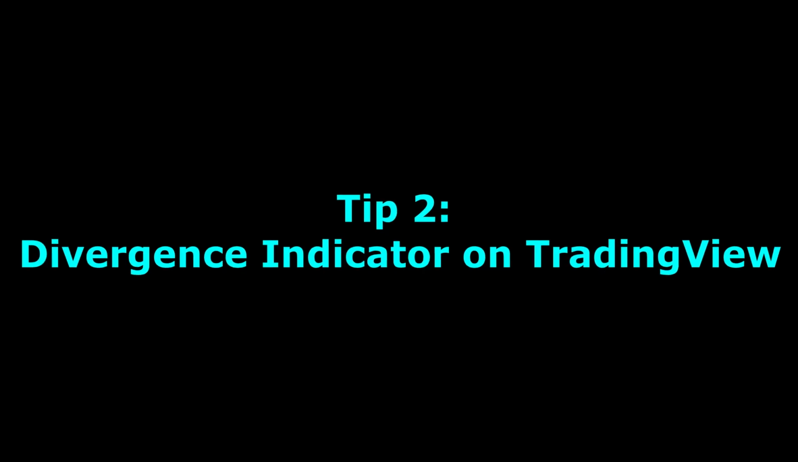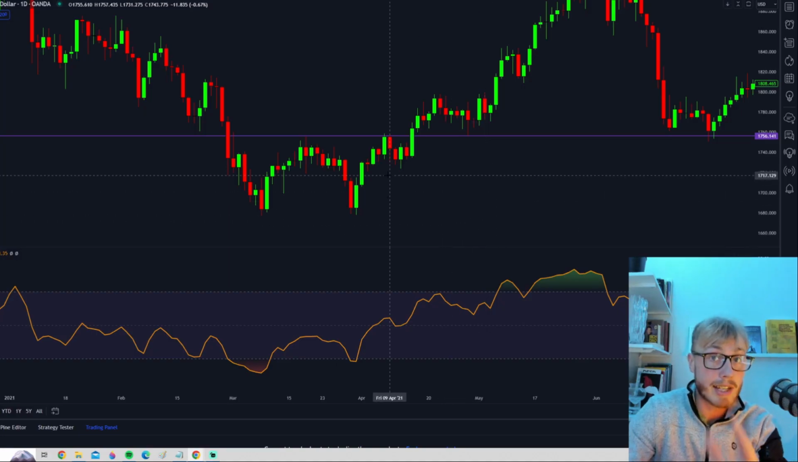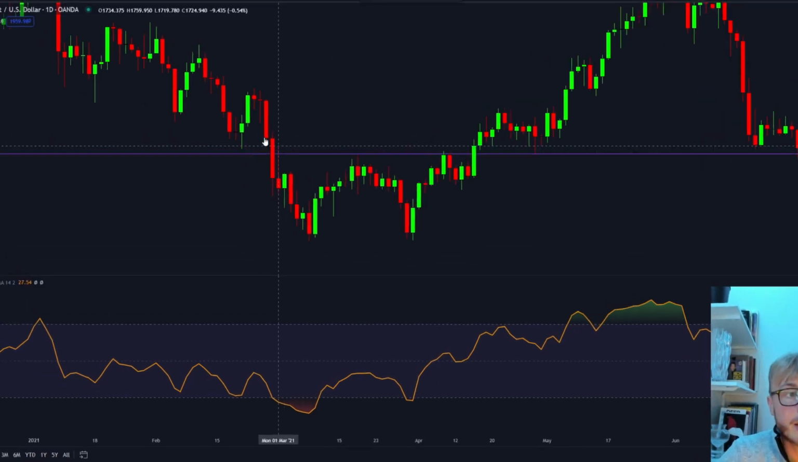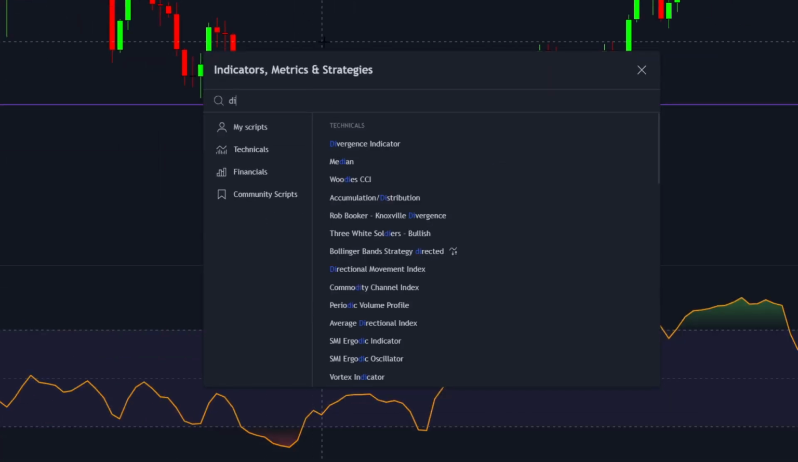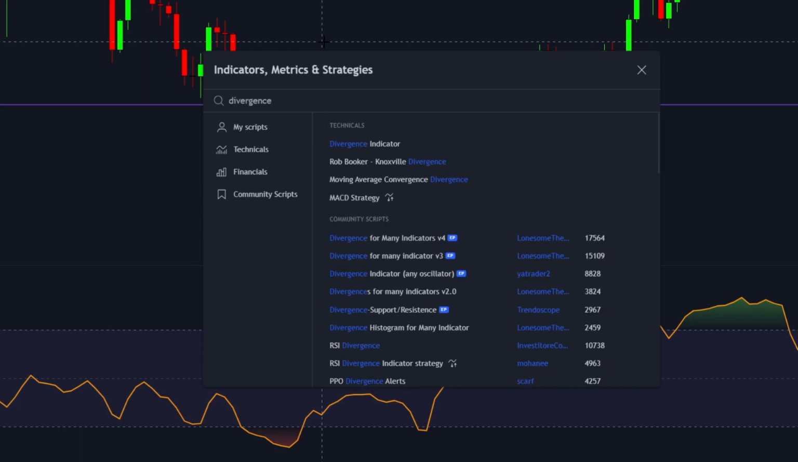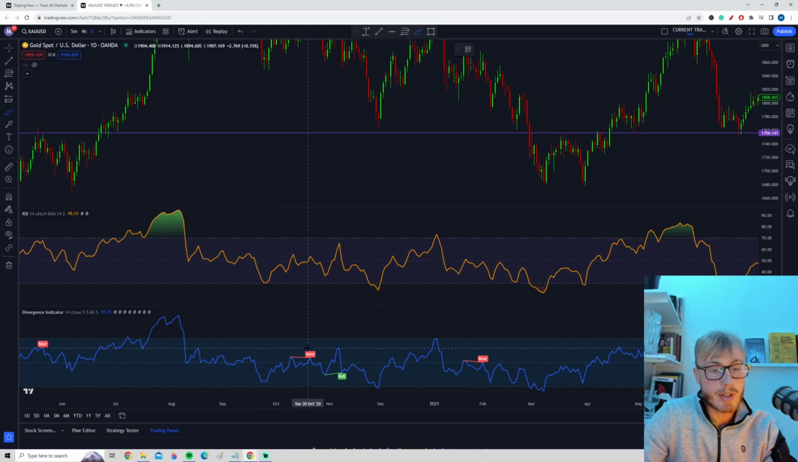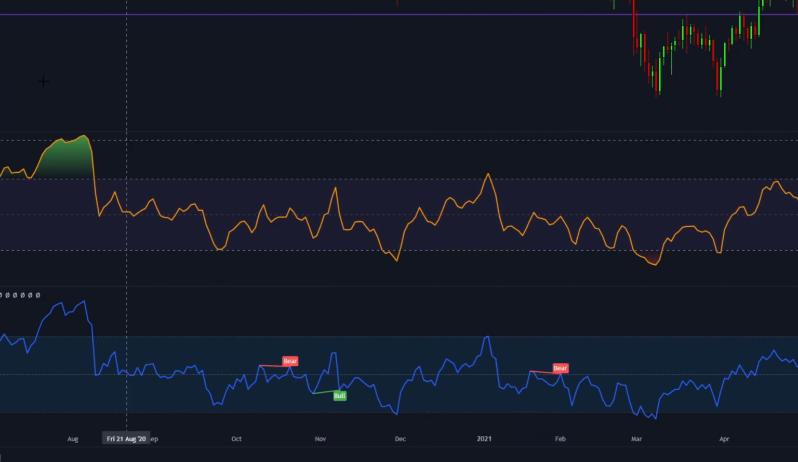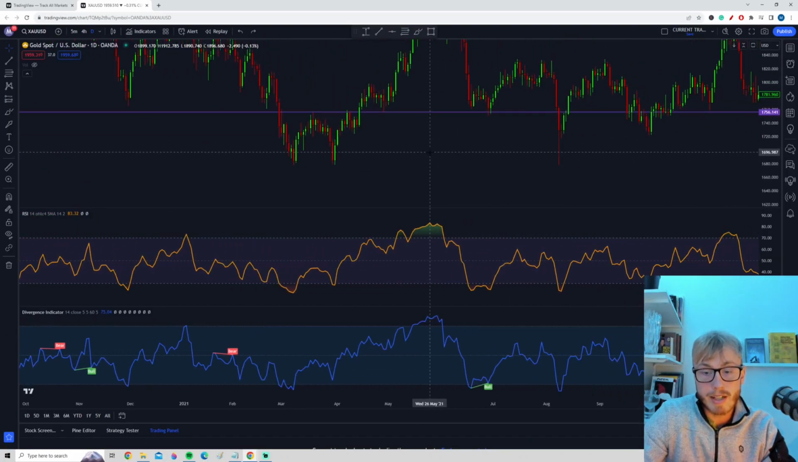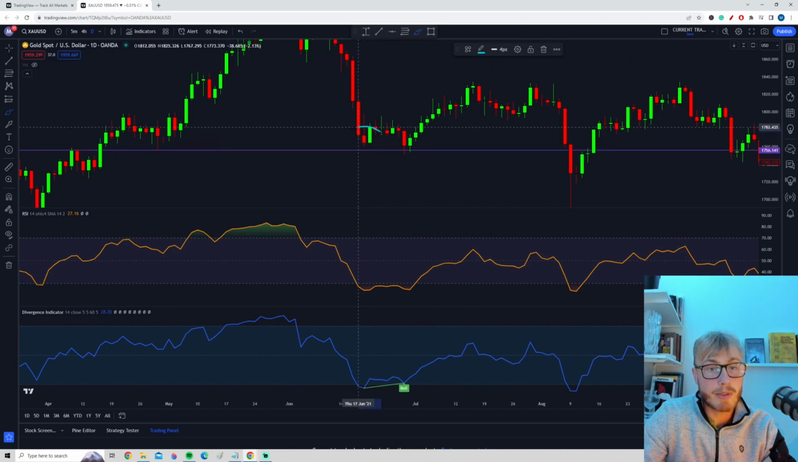My bonus tip number 2 for this video is actually a divergence indicator that you can use here on TradingView. And to open up that indicator, you go up to the indicators tab, and I believe you just search for divergence here, and you basically press on the divergence indicator. The great thing about this indicator is, as you can see, this one will find both bearish and bullish divergences for you automatically. Let's take a look a bit to the left here.